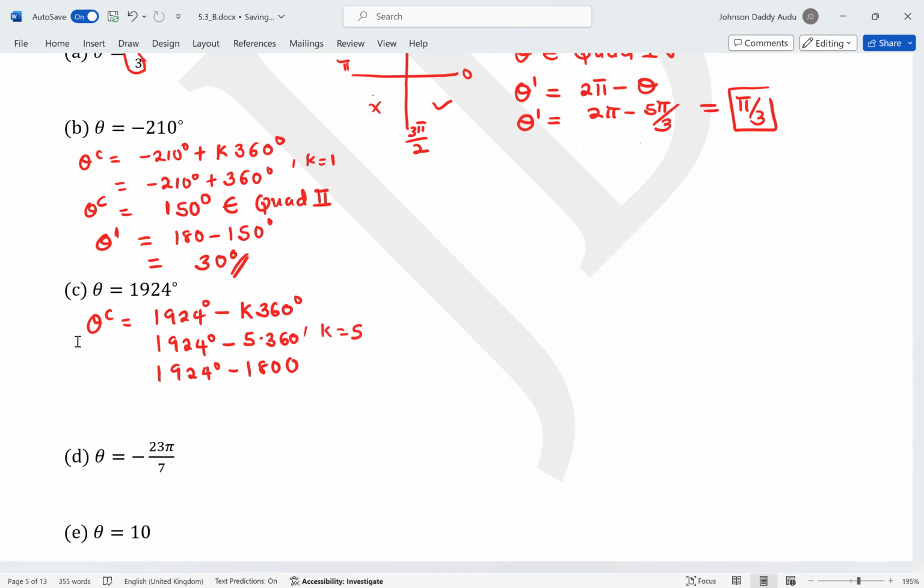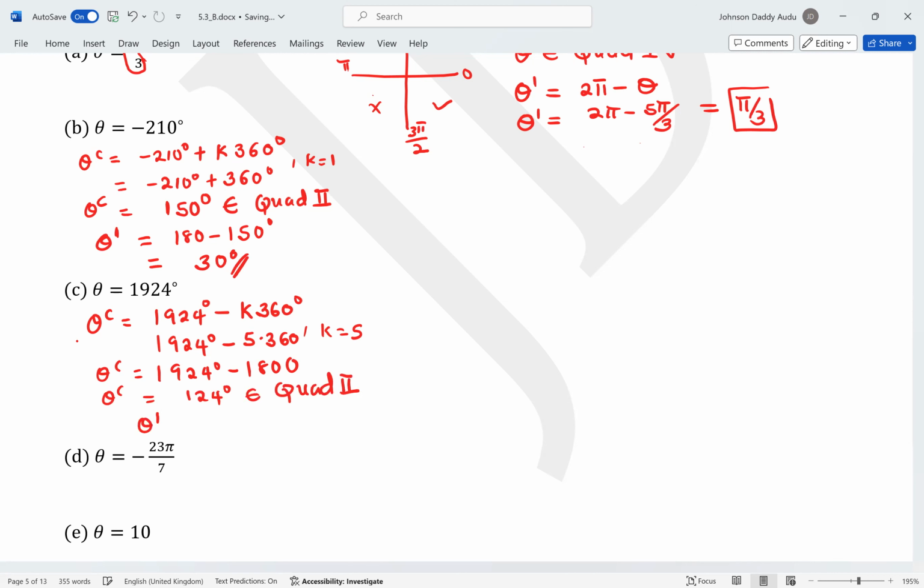Now you need to check what you have left. If it is greater than 360, then we need to subtract again, right? But I think this is fine. So your coterminal, in this case, is 124 degrees. And this is in which quadrant? This belongs to quadrant 2 still.